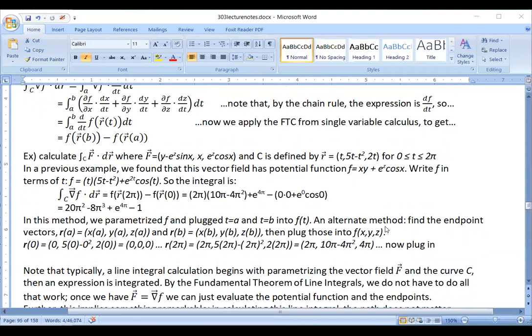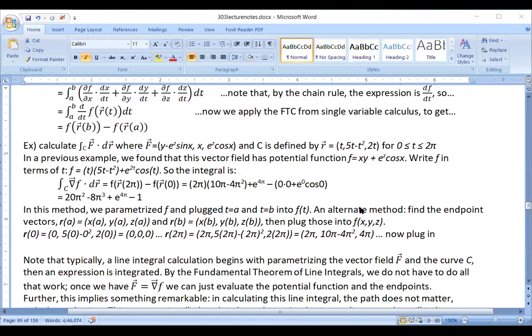What does the fundamental theorem of line integrals tell you? By the fundamental theorem of line integrals, you do not have to do all that work. As long as you know that your vector field F is just the gradient of some function f, then all you have to do is do f of b minus f of a. So that's one thing that the fundamental theorem of line integrals tells you. It tells you something else, which is even more remarkable.